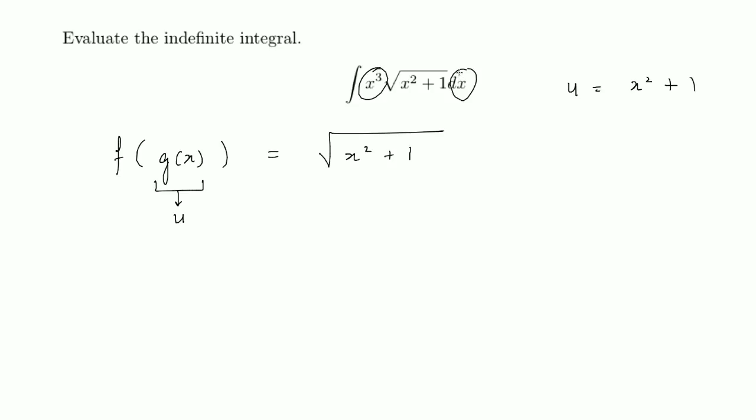I'm going to take the outer function to be the square root. The inner function is x squared plus 1. So the inner function, as usual, is going to give us u, our substitution variable. Now, substitution variable u is going to be x squared plus 1. What do we have to get rid of? We have to get rid of x cubed and dx. Well, let's do it the usual way and see what happens.